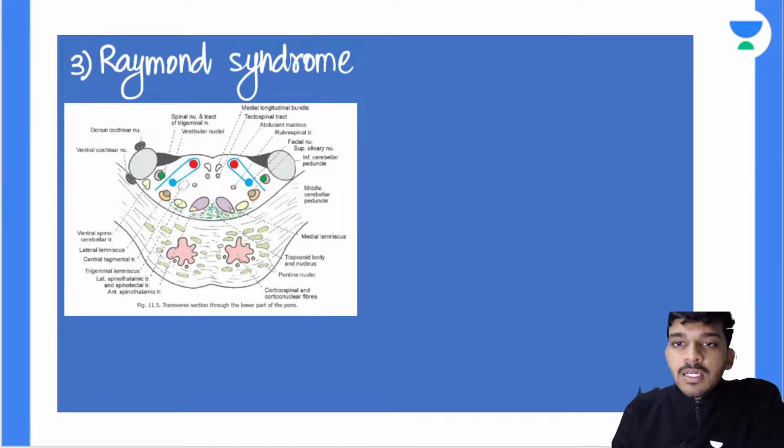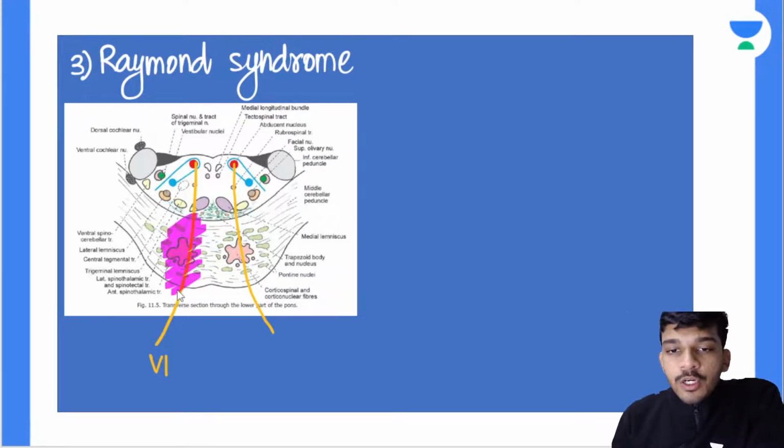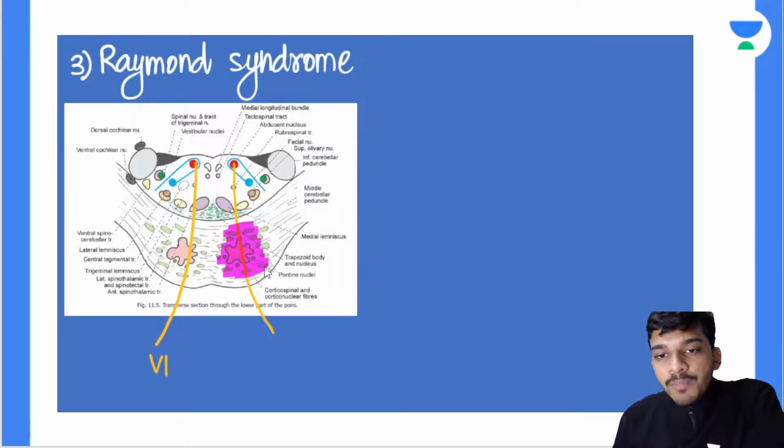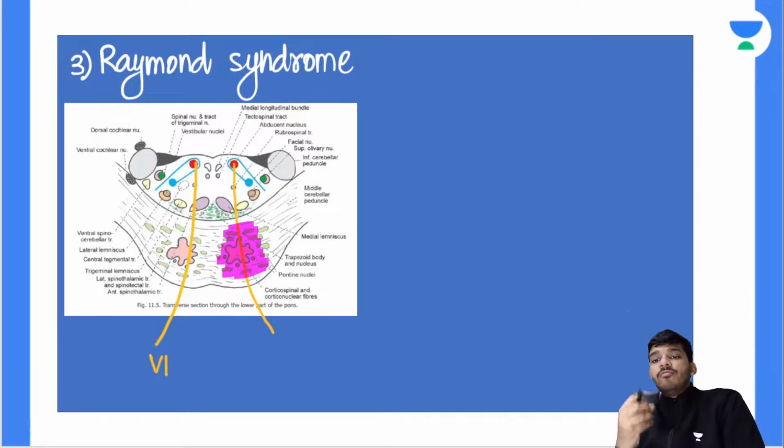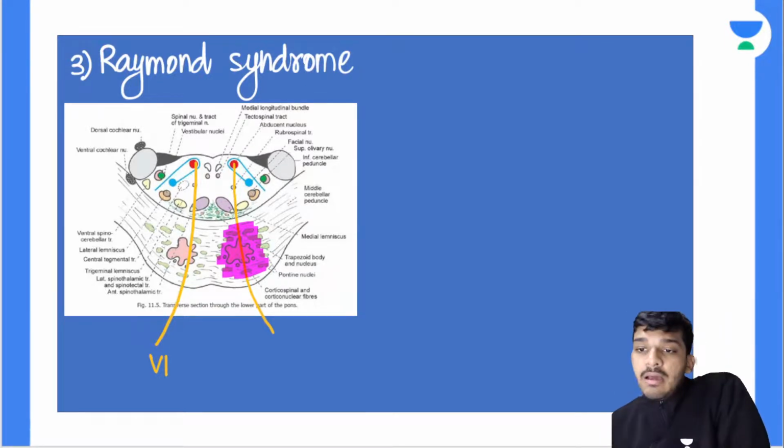Which cranial nerve is this? Sixth cranial nerve, right? It is supposed to come out like this. In this, there is damage to this area. The damage is to the ventral or the basilar part of the pons. The site of the lesion is the ventral pons, due to the basilar artery.